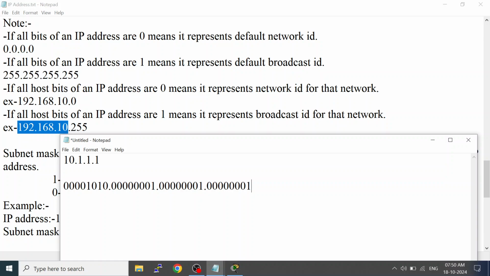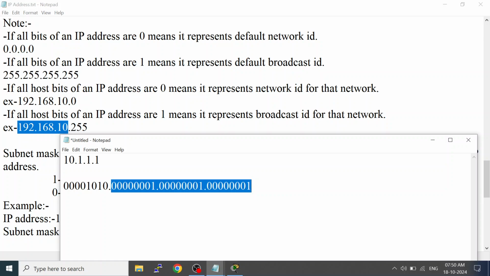Invalid. You see the binary? All host bits are 0. Then how is it invalid? I am not talking about the value 1. I am talking about binary values. So don't just see 1 and say that it is valid or invalid.